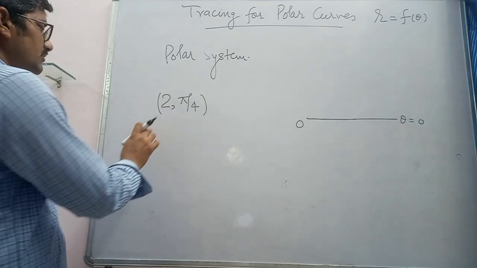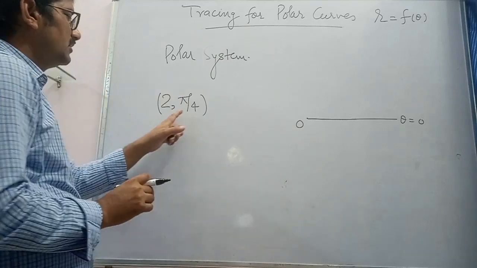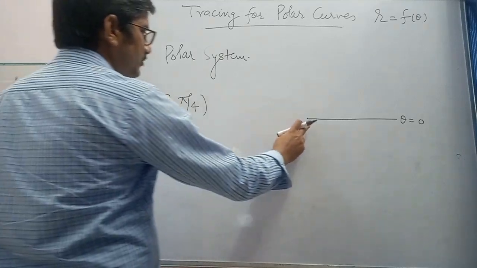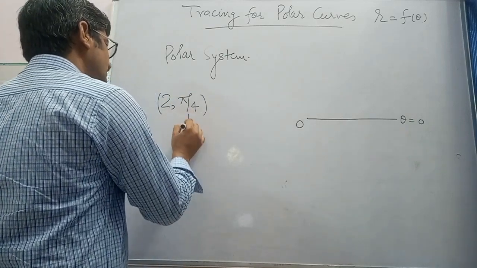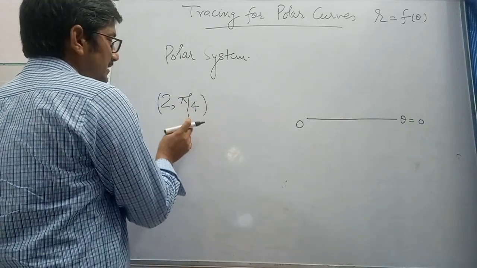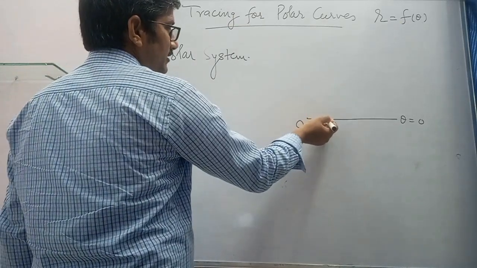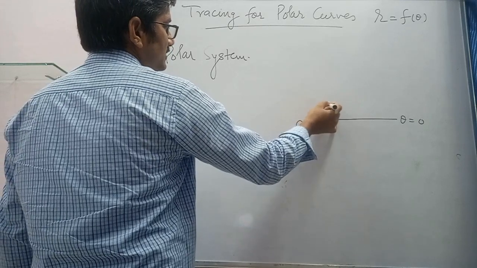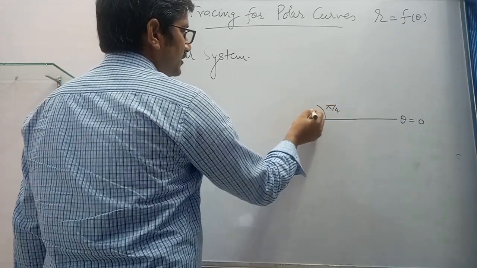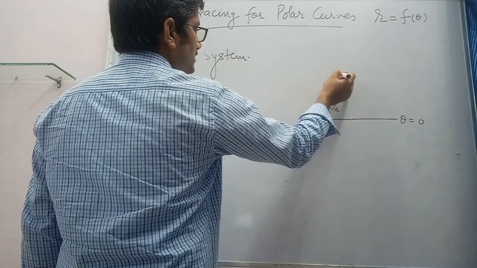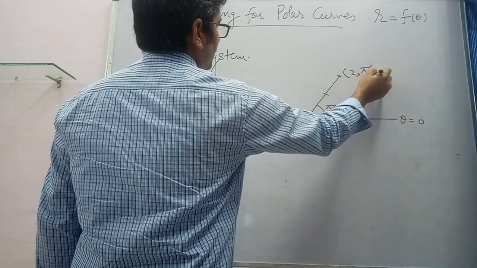Now we have to locate this point 2 comma pi by 4. So this is the pole. We have to locate this point. First we will measure an angle pi by 4 with this initial line in anti-clockwise direction. So this angle is pi by 4. Moving in this direction, make a cut of 2 units here. So this point will be 2 comma pi by 4.